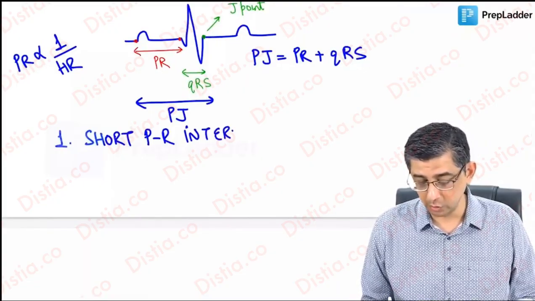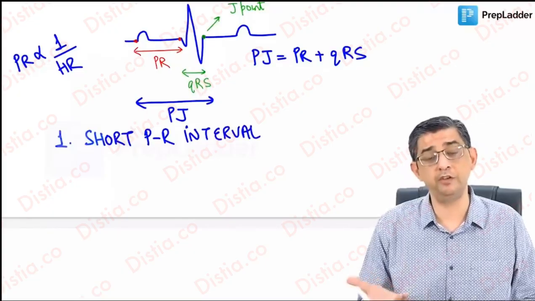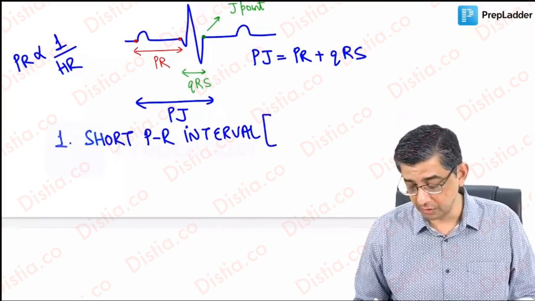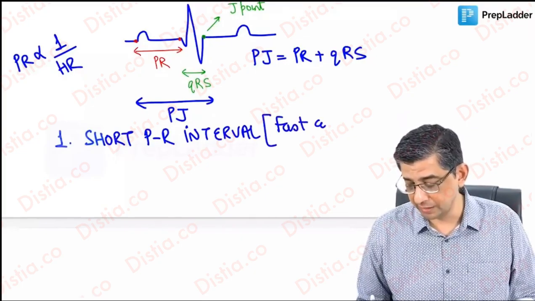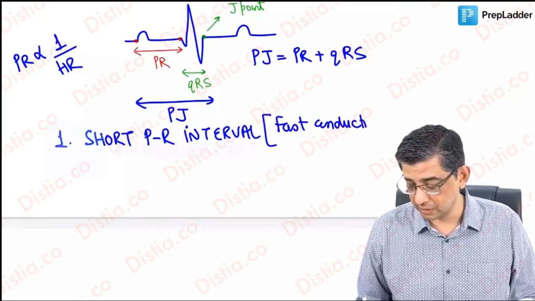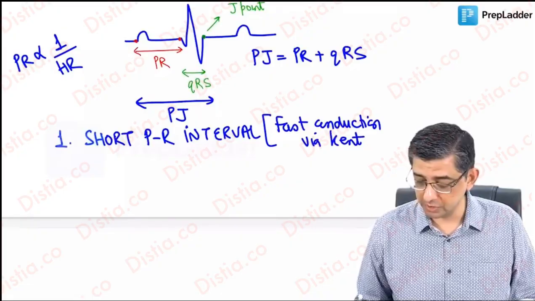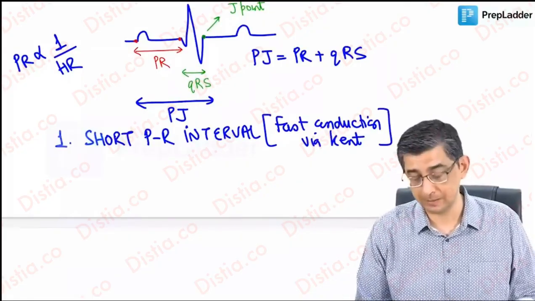I've told you the duration, no, 120 to 200 milliseconds. In this case, it will be less than 120 milliseconds. The reason for short PR interval is first and primarily due to fast, ultra fast conduction that occurs via Kent, and that is why this guy was misdiagnosed as a case of anxiety neurosis.